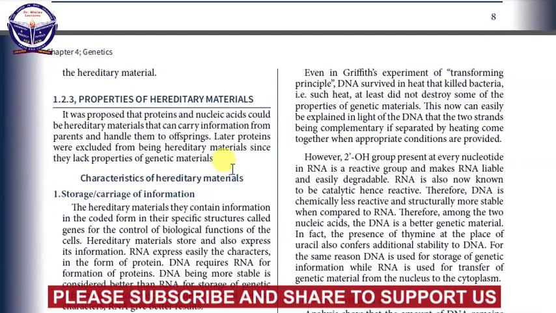Unaona. So later proteins were excluded from being hereditary material since they lack properties of genetic material. Proteins, they were excluded simply because zilikuwa hazina properties za genetic material. Wakati DNA ilikuwa inaonyesha na properties za genetic material, protein ilikuwa haionyeshi hizo property.